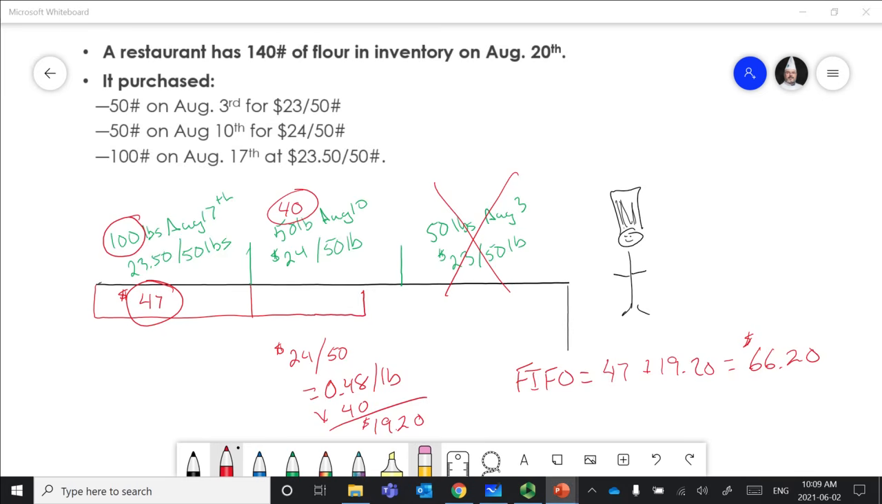We're not going to count these first August 3rd ones that are closest to the chef, because he would have used those ones first, right? Our valuation is this entire order of 100 pounds plus 40 pounds from this one to make up our 140 pounds of flour. All right, that's the FIFO method. The next video I'm going to talk about will be the LIFO method, or last in, first out.